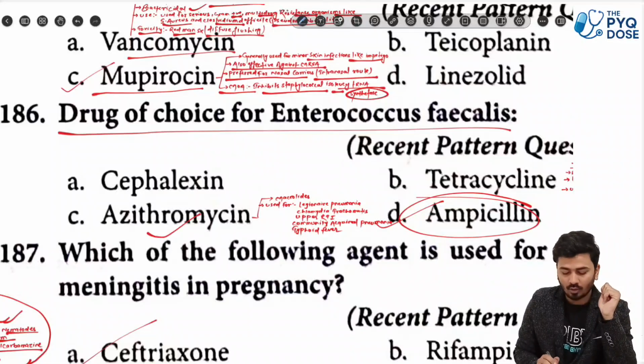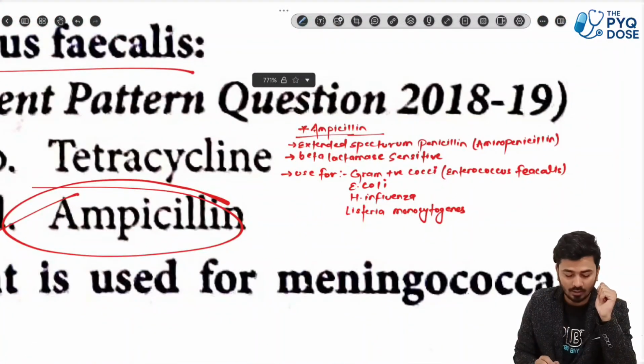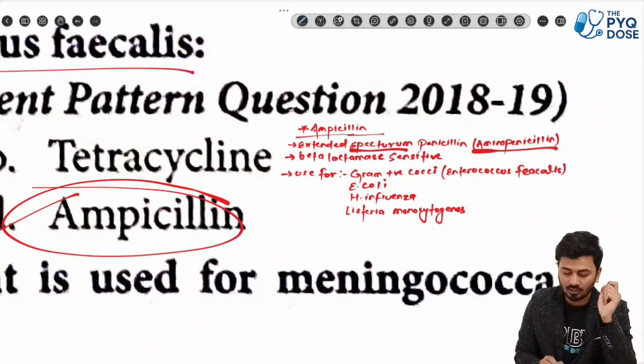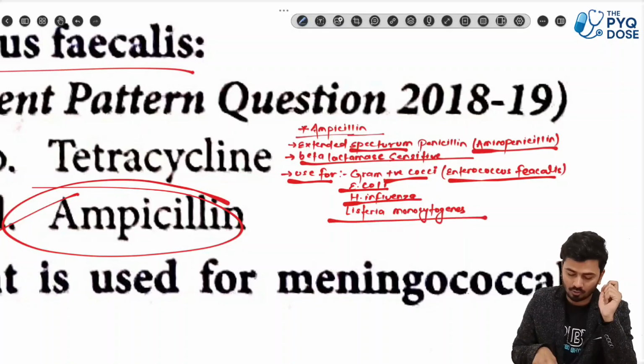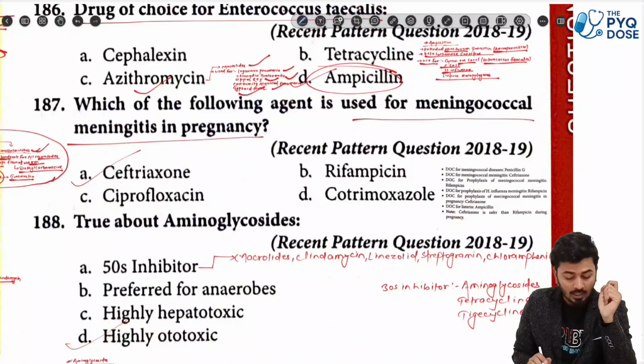If we talk about azithromycin, this is a macrolide used for Legionnaires' pneumonia, Chlamydia trachomatis, upper respiratory tract infection, community acquired pneumonia, and typhoid fever. Ampicillin is an extended spectrum penicillin, an aminopenicillin, beta lactamase sensitive, and used for gram-positive cocci, that is Enterococcus faecalis, E. coli, H. influenzae, and Listeria monocytogenes.